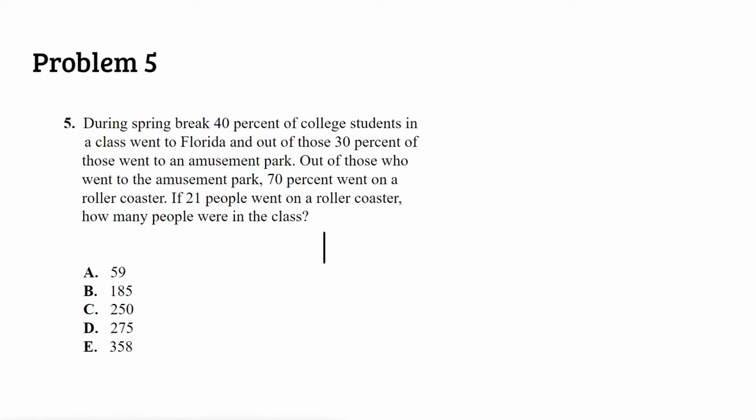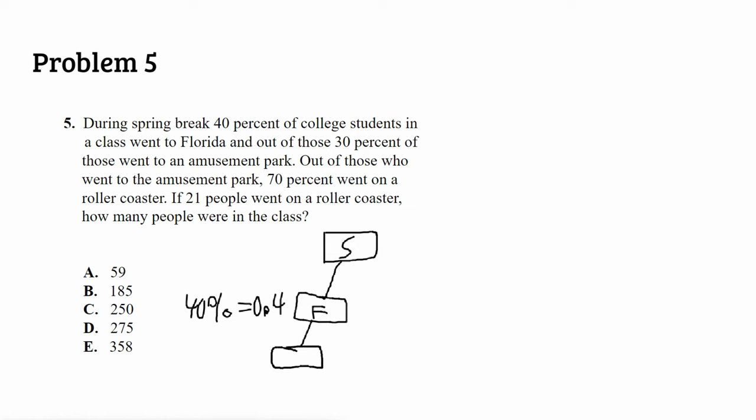So we have a starting group here. These are the people in the class, so I'm going to call this S, and then I know that 40%, remember, is equal to 0.4 in decimal form. 0.4 went to Florida, and then out of those, 30% went to an amusement park. So I'm just going to call this A for amusement park. We're told that 30% did that, so that's 0.3. And then out of those, 70% went on a roller coaster. So I'm going to call that R for roller coaster, and 0.7 for 70%.